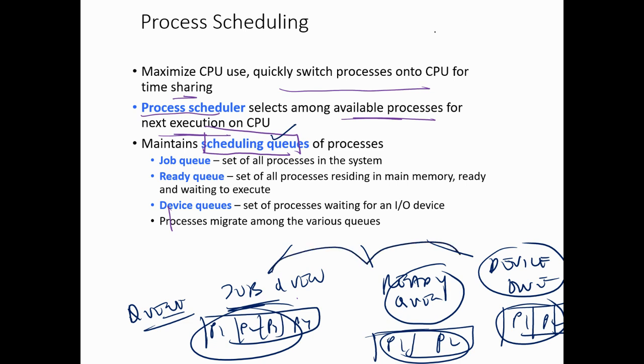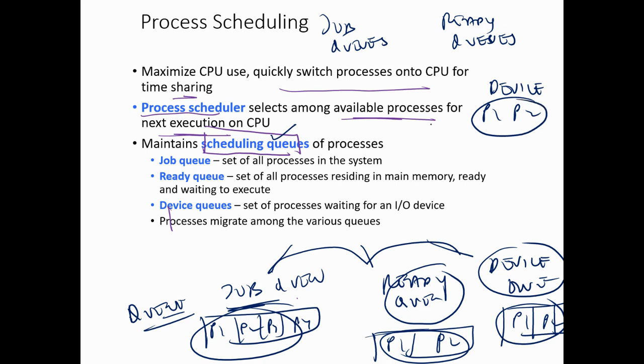Okay, what are the scheduling queues? Job queues, which hold the set of all processes in the system. Ready queues, which contain all the processes which are ready for execution. And finally, the device queue. The device queue consists of the processes which are waiting for IO devices. Clear about the scheduling queues which are maintained by the process scheduler?